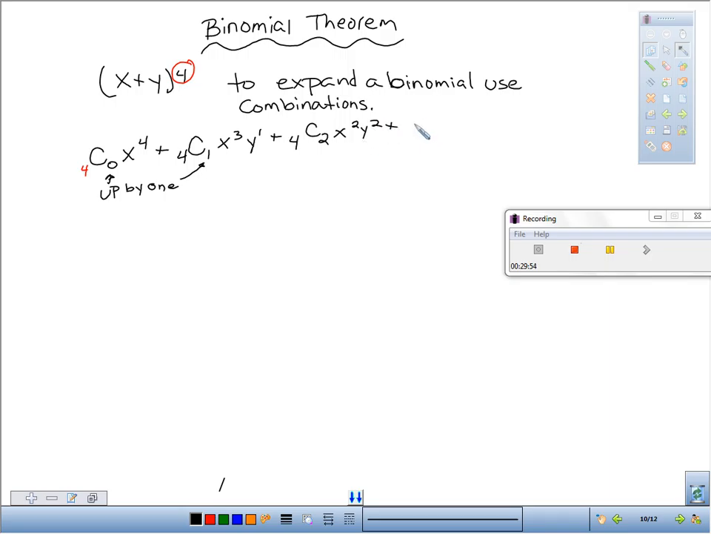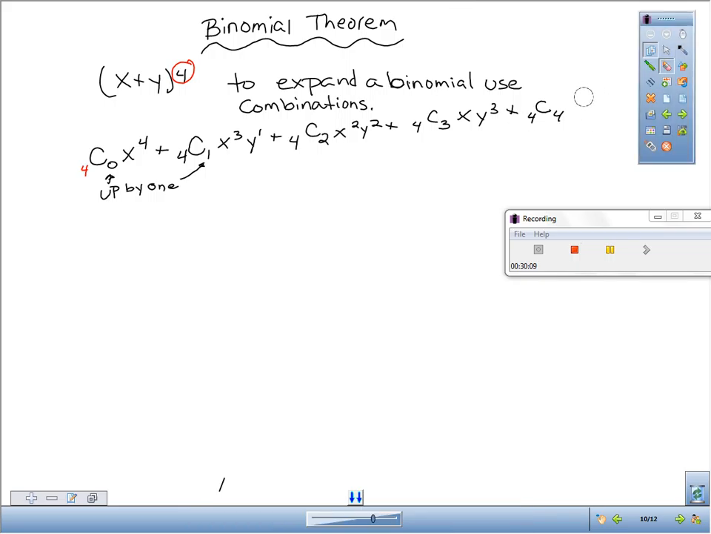Then you use your combination again, 4. Now you're going to choose 3. You're going to get x and y cubed. Then you get your combination of 4, choose 4. And x, oh no more x's, x to the 0 power. And then y to the fourth. Any questions over that? Then you plug all these fun combinations into your calculator.